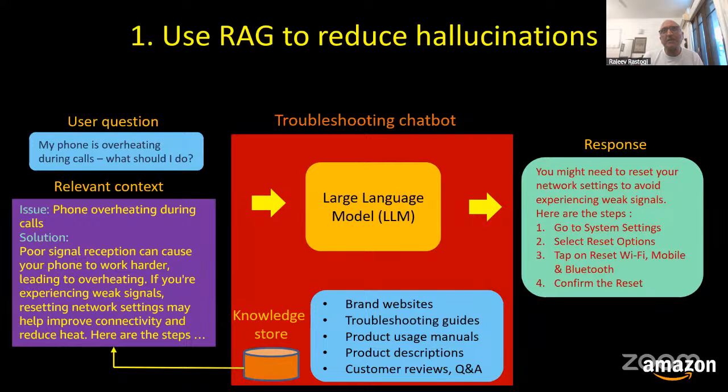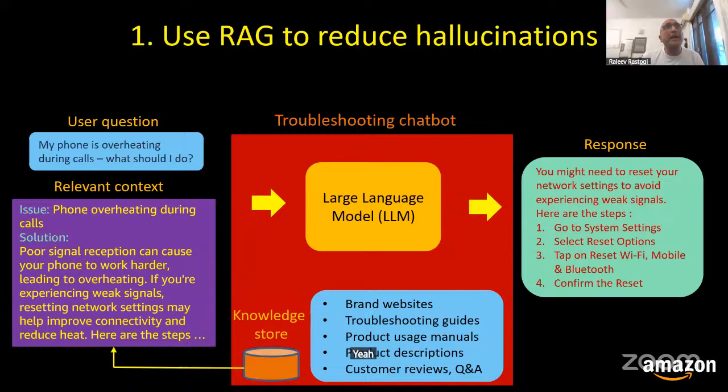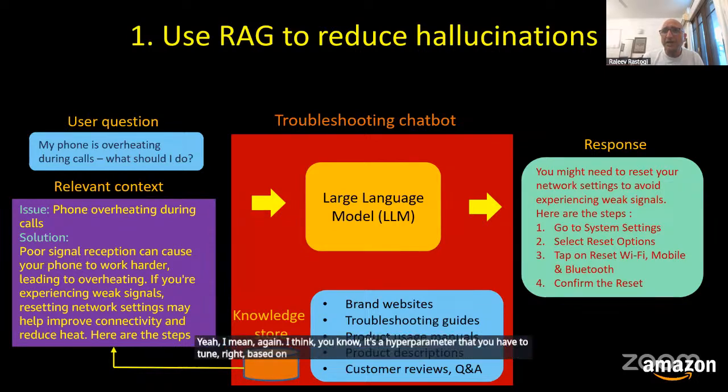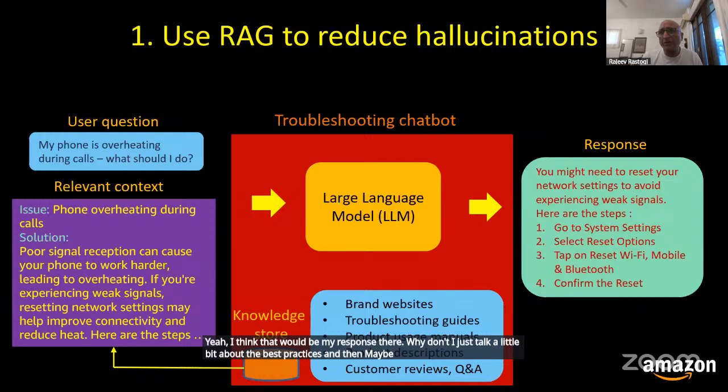I see. This is in terms of the temperature parameter of LLM. The accuracy of LLM, I guess. Again, I think it's a hyperparameter that you have to tune, based on what temperature gets you the most accurate answers, using cross validation and so on. Yeah, I think that would be my response there. Why don't I just talk a little bit about the best practices, and then we can take more questions at the end, because I think many of the questions may even get answered as I talk about some of the best practices here. Sounds good.